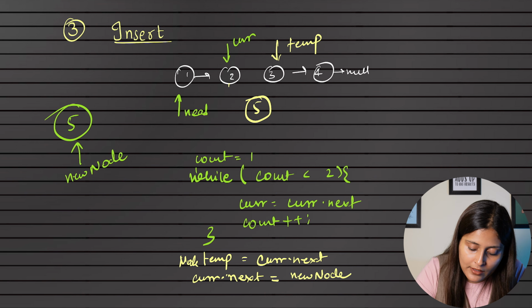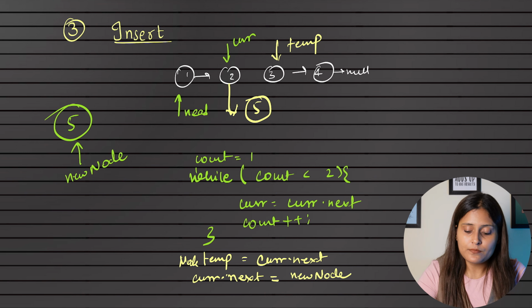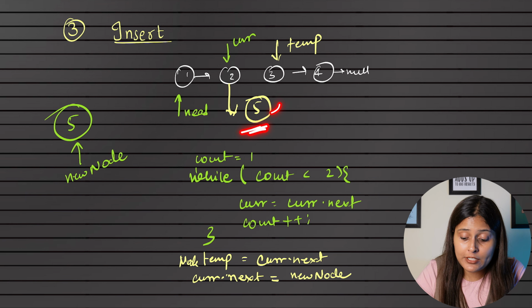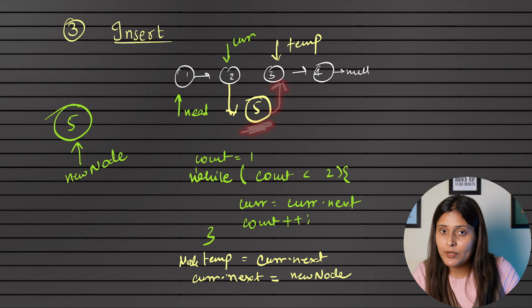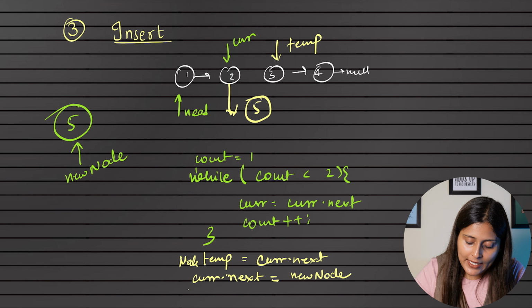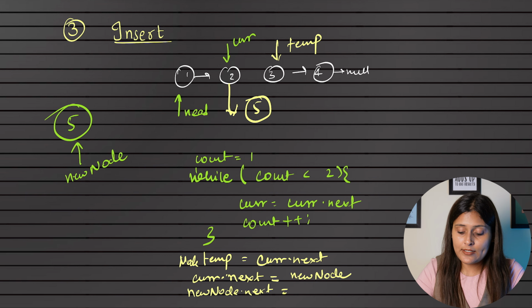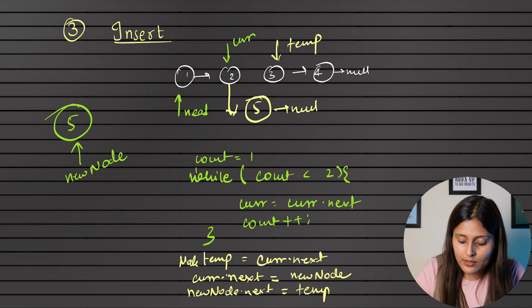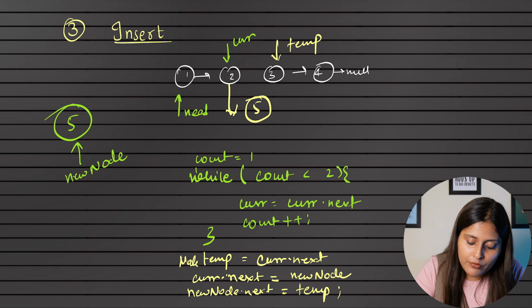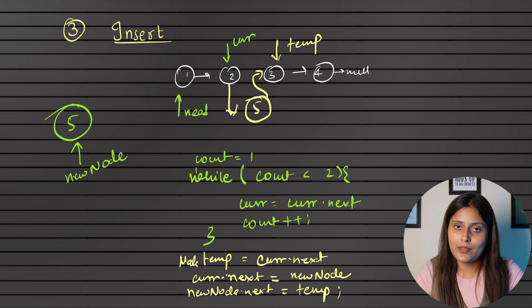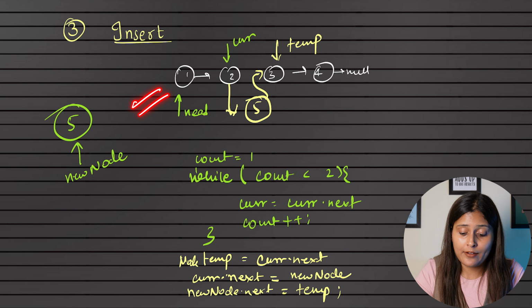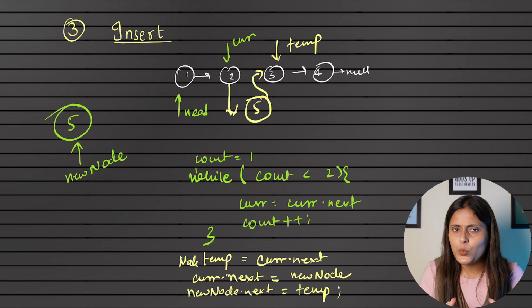So now this will break and 2 will get connected to 5. But again, I want to connect this 5 with 3. Then only can I say 5 has been inserted in between. So what will I do? I will write new node dot next. Currently new node dot next is pointing to null, but I want to point it to 3, which is nothing but temp. So now this will point to 3. Done. And now we can say return head: 1, 2, 5, 3 and 4. So this was insertion of a node inside or in between the linked list.